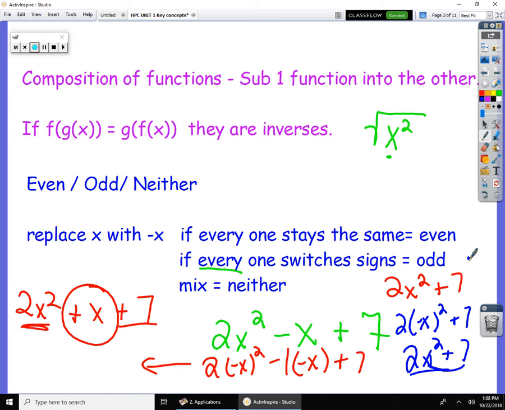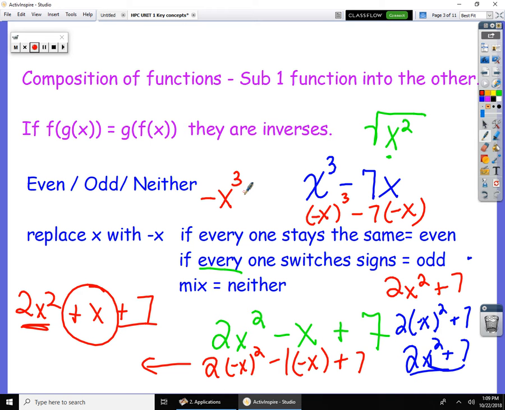Can you show an example of one that would be odd? One that would be odd? If I had x cubed minus 7x. Okay, so that would be negative x to the third power minus 7 times negative x. Negative x times negative x times negative x is negative x to the third. And then negative 7 times negative x is positive 7x, because the negative times the negative is positive. Notice, this sign and this sign change. Since everything changed, it's odd.